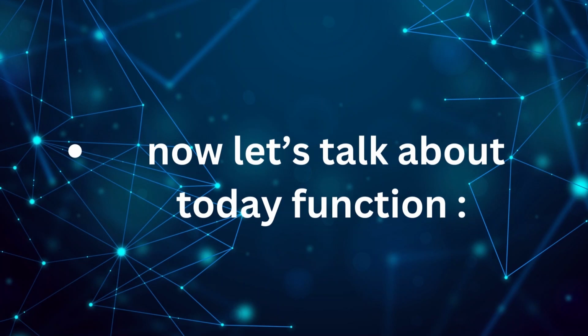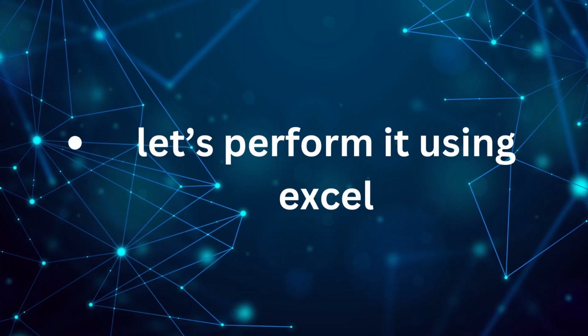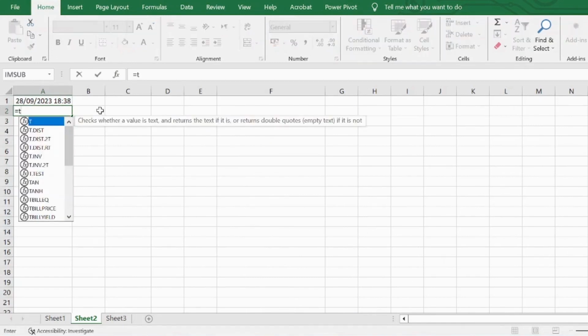Now let's talk about the today function. It's a function that returns the date of the current day. Let's perform it using Excel. I want to give this cell the value of the date of today. So equal today, open parenthesis, close parenthesis.